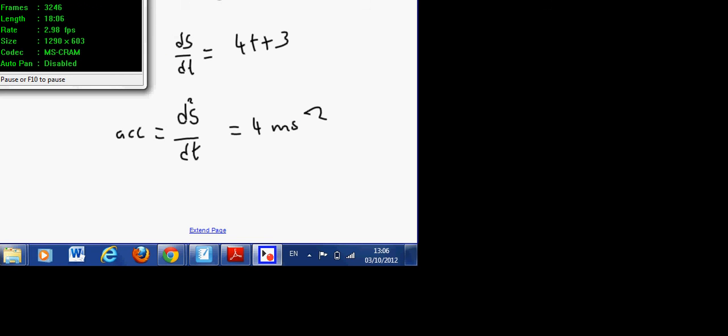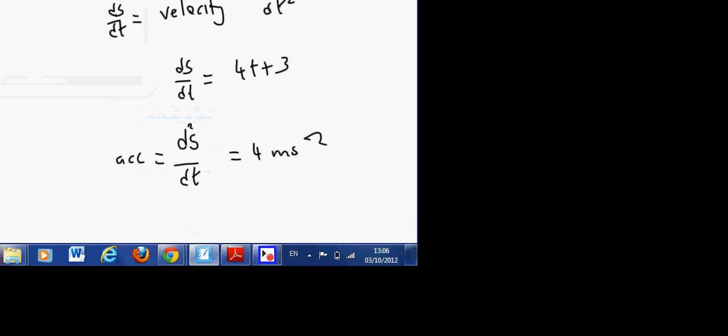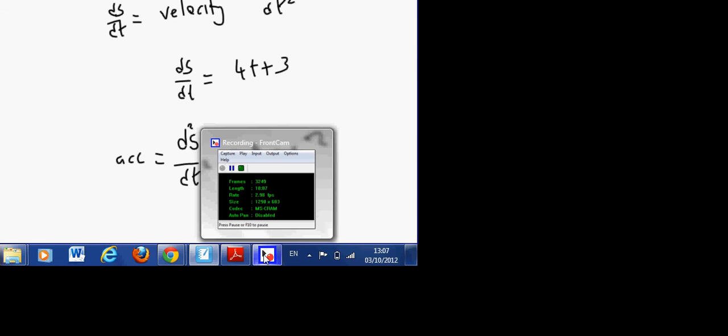And that's how to write down when something's differentiated twice. What you write down is d2s/dt squared. That means it's differentiated twice, and the answer is 4 meters per second squared. Okay, and that is you guys done.